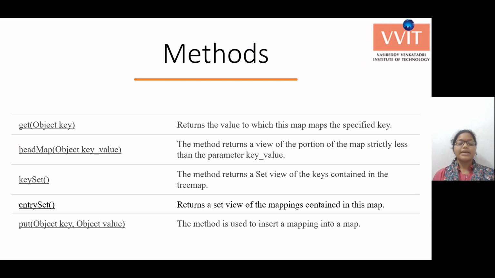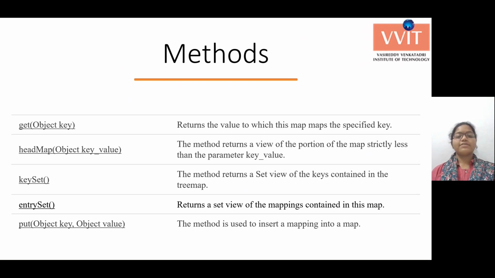Next is keySet. KeySet is used to return a set of all the keys in the map on which keySet is called. KeySet is used to return a set of keys contained in the TreeMap. Next, entrySet is used to return all the key-value pairs as a set in that existing map. So keySet is used to return all the keys as a set, and entrySet is used to return a set of all the mappings in that TreeMap.